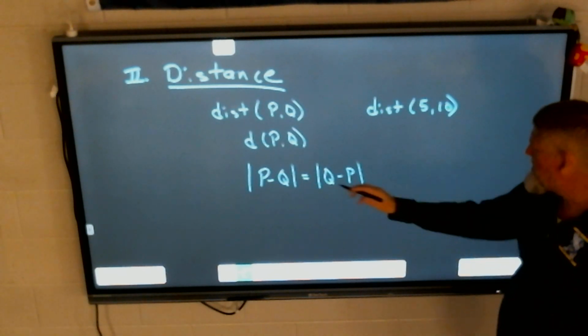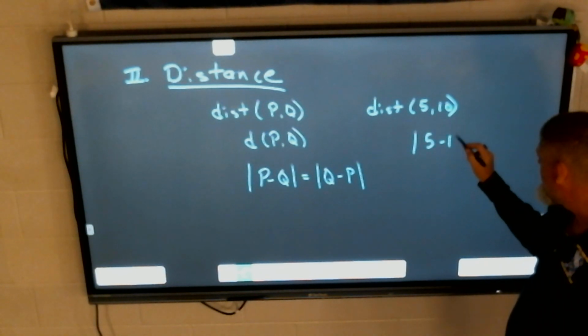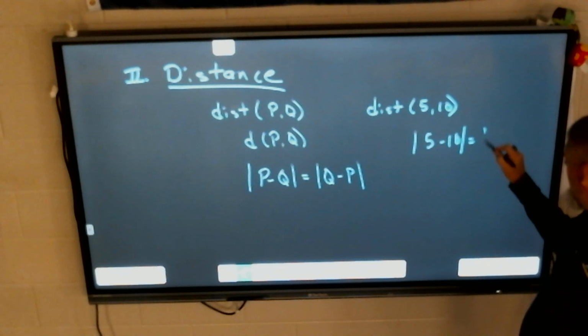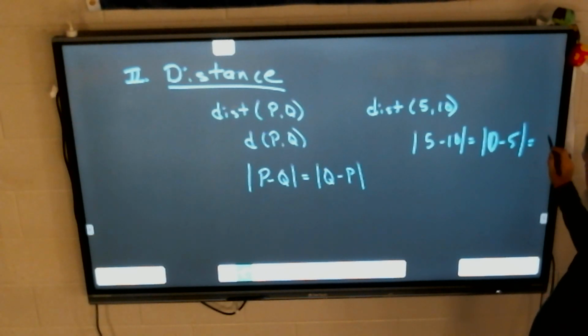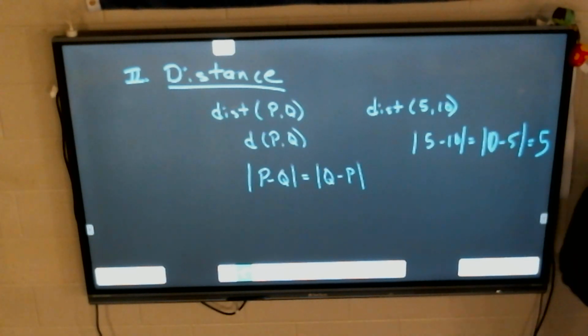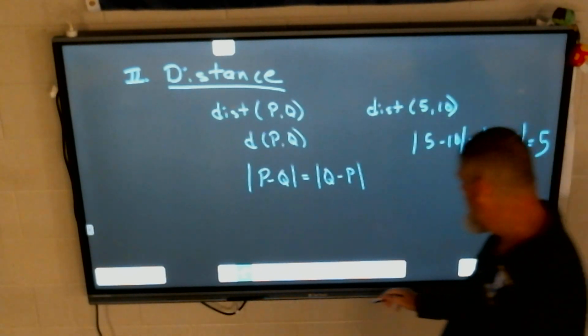Okay, so distance is just the absolute value. So it doesn't matter if I do 5 minus 10 or 10 minus 5. Either way, the distance is going to be 5. It's just the positive value of it, the absolute value. Now that's not that big a deal until we start getting into some decimals and fractions and some integers. Okay. So let's look at that.